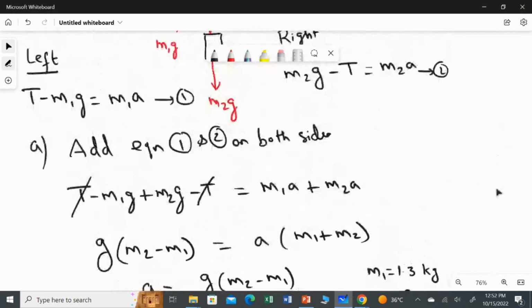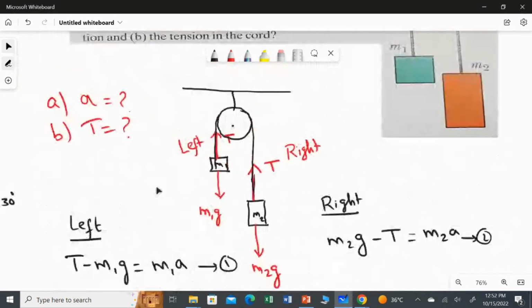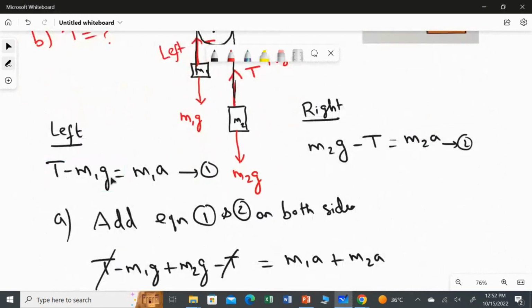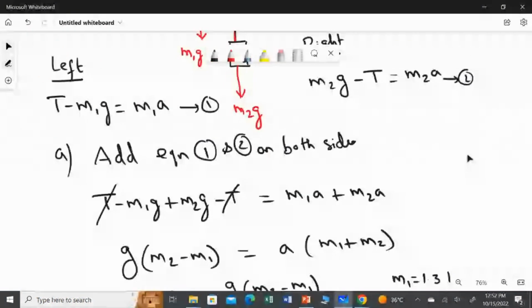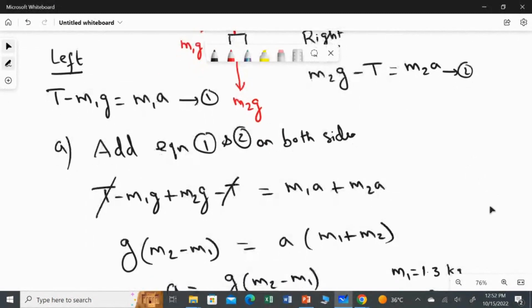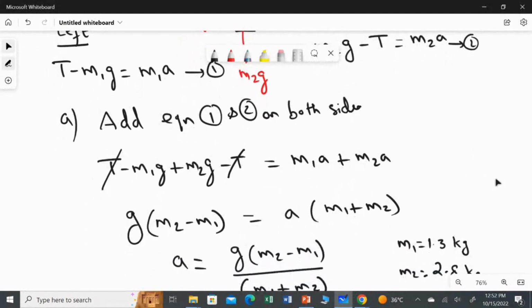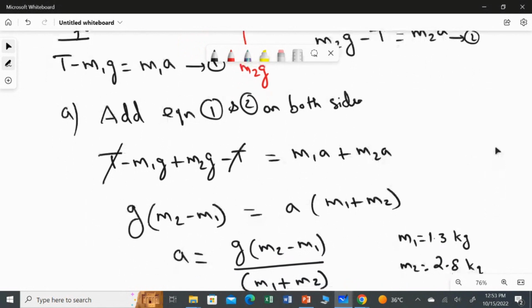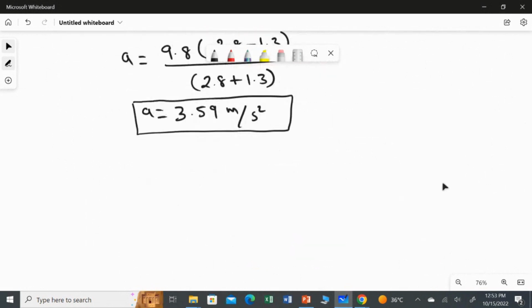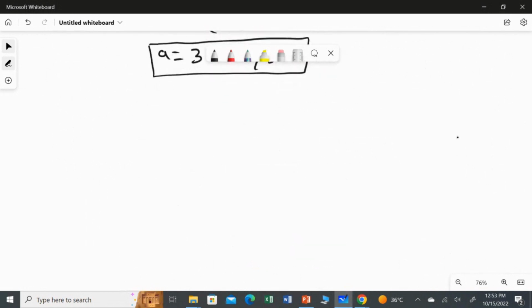Now for finding the value of tension, because that is the second part of the question, you can use any one of the equations. If you want to use the first equation, no problem, you will get the answer. If you want to use the second equation, you will also get the same answer. So I will deal with the first one, and I will also show the second. We have to compare. Both equations will give the same value of the tension because both blocks are connected by the same wire or cord.